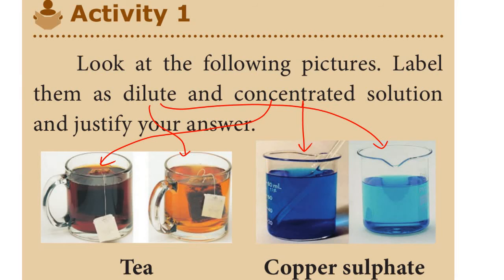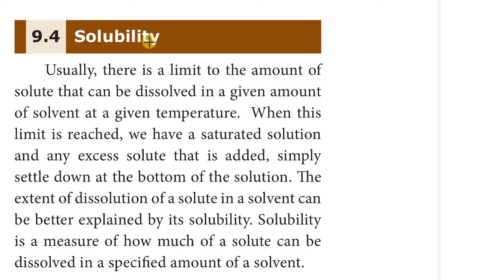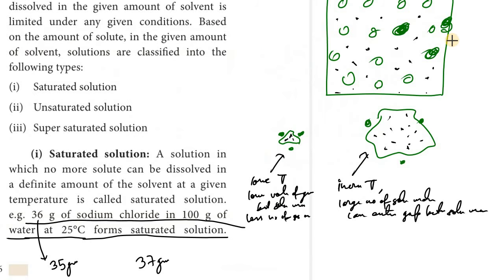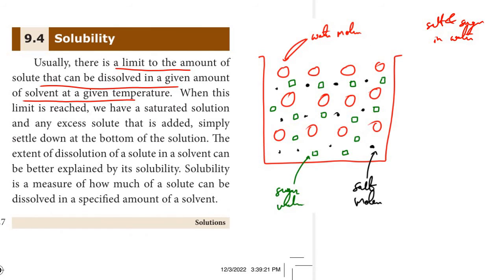Okay, students. Now we will talk about solubility. Previously, you do remember I showed you using this diagram that there is a limit to the amount of solute that can be dissolved in a given amount of solvent at a given temperature. We discussed this using salt and sugar as solutes in water, and the temperature is, say for example, 25 degrees centigrade, right? Say for example.